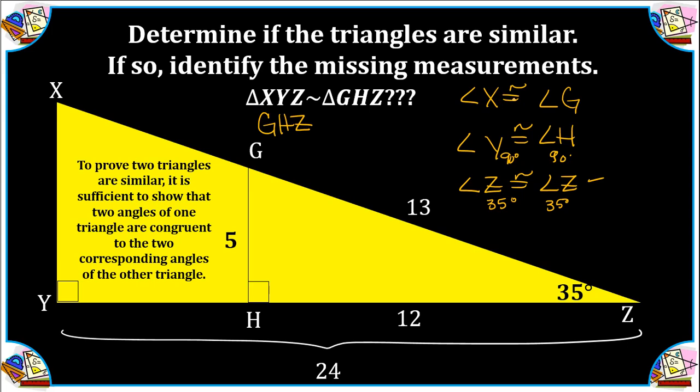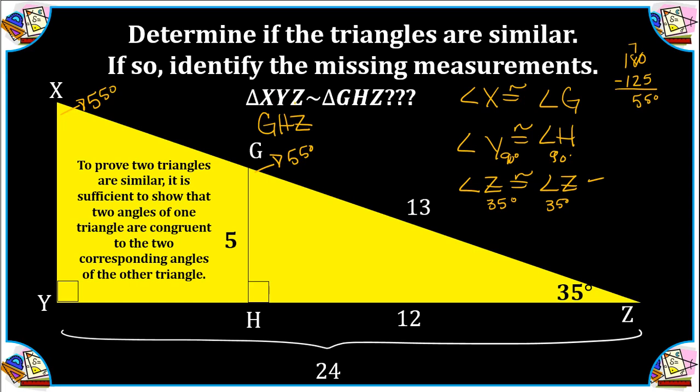So since we have two pairs of corresponding angles that are congruent, we can conclude that angle X and angle G are congruent. So to find their measurement, we're going to add 90 and 35, and then subtract that from 180. So 90 plus 35 is going to be 125 degrees, and then when we subtract that, we get 55 degrees. So angle X is 55 degrees and angle G is 55 degrees. So now we can say that these two triangles are similar.